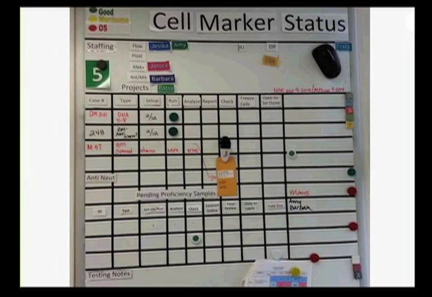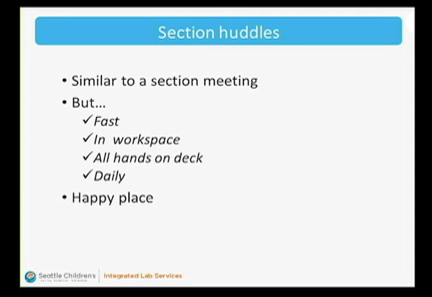Sometimes we just track the workload with a visibility board so everyone can see which cases are happening when and what their progress is. So section huddles are similar to a section meeting, but they're very fast. They happen in the workplace. Everyone's there. They're daily. And it's actually a very happy place. And we don't have those boring section meetings that used to happen once a month where nobody could attend because at the time of the meeting, it was way too busy for them to be there.